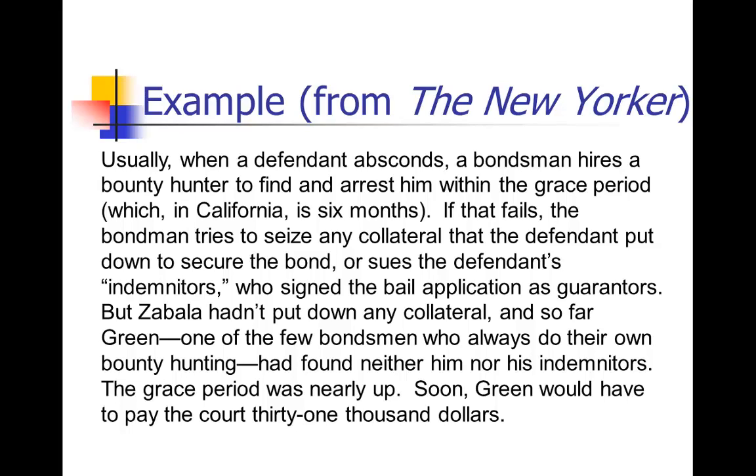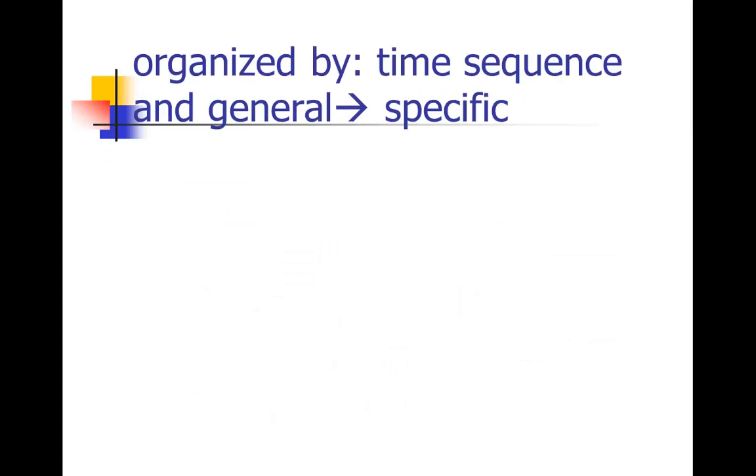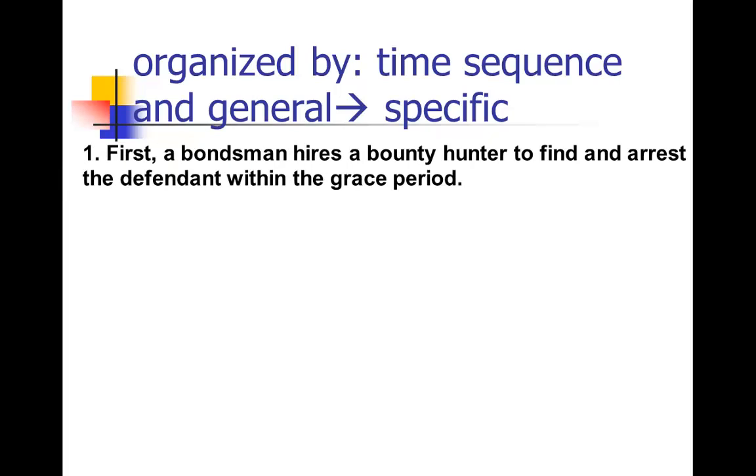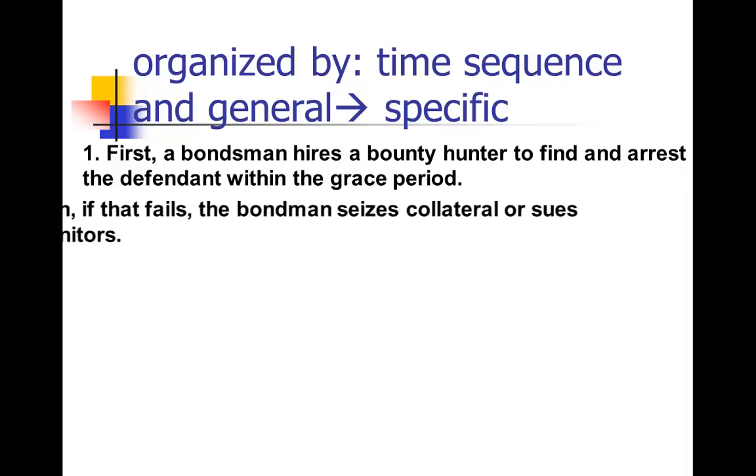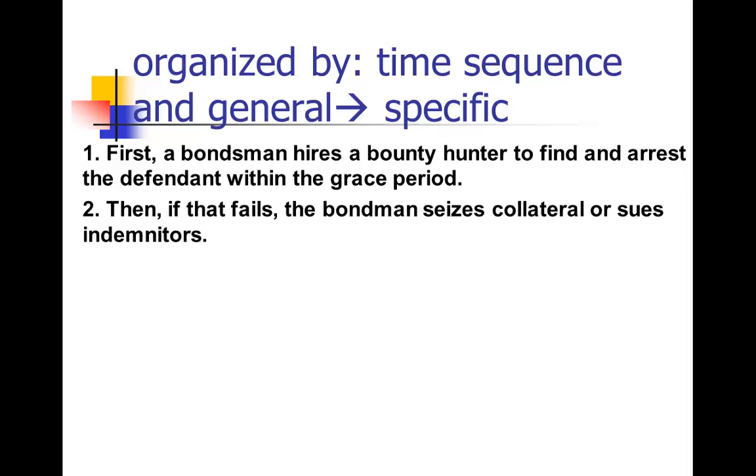So there's a lot of things in here that I can point out about the logic of this paragraph. It's an interesting topic, obviously. So notice they go in logical time sequence order. First this happens, then this happens. And they also do a general to specific. So they have first, a bondsman hires a bounty hunter to find and arrest the defendant. That happens first. And then, if they're unable to find and arrest the defendant, the bondsman will seize the collateral or sue the indemnitors. So there's an order to these things.